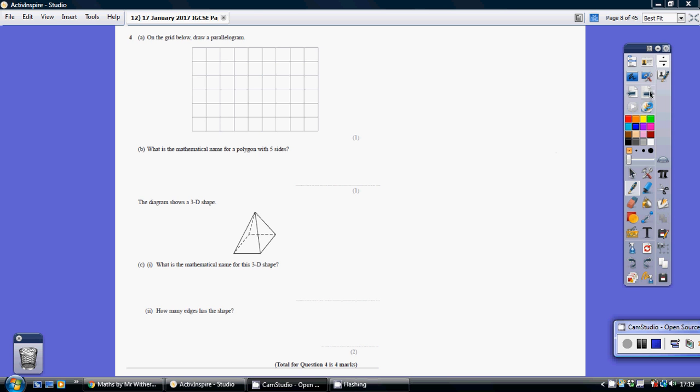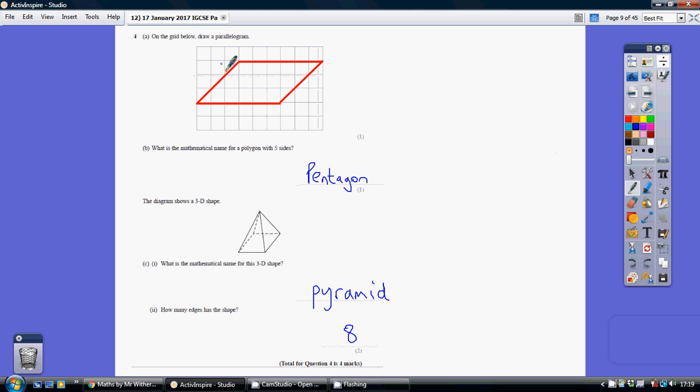Question four. So on the grid below, draw a parallelogram. So any four-sided shape where you've got the two opposite sides being parallel to each other. That's parallel to that, that's parallel to that.